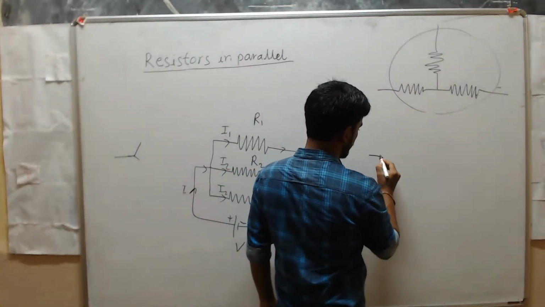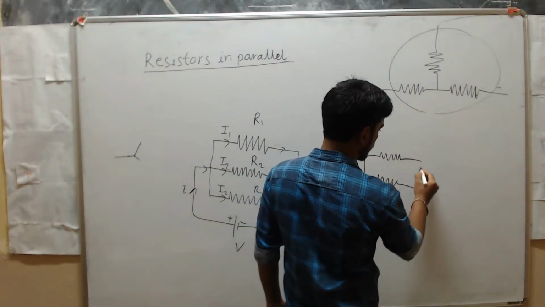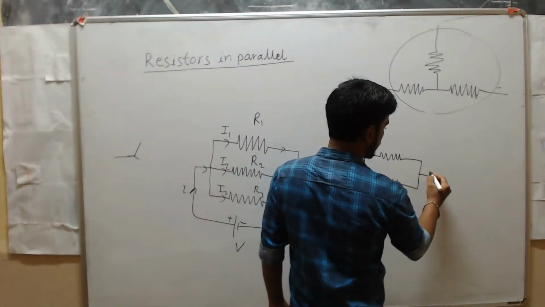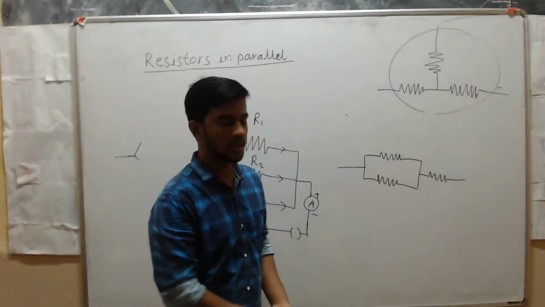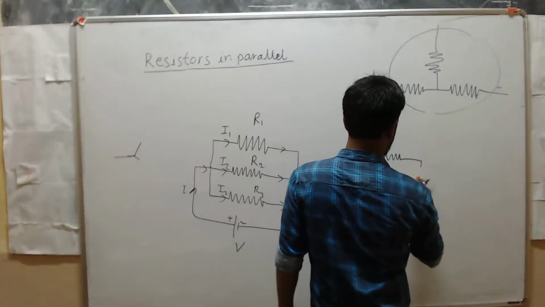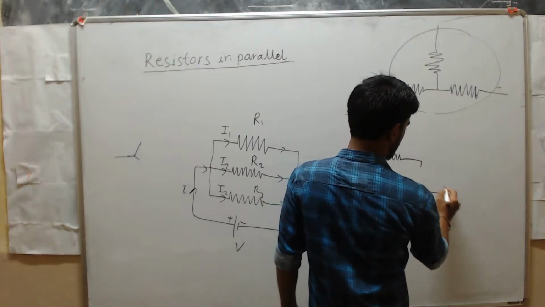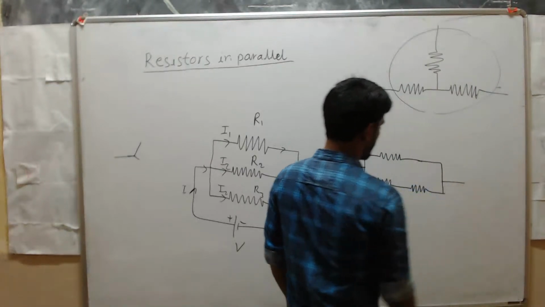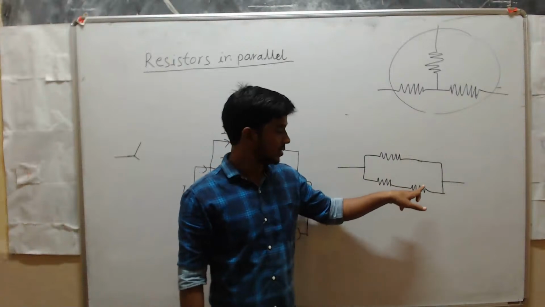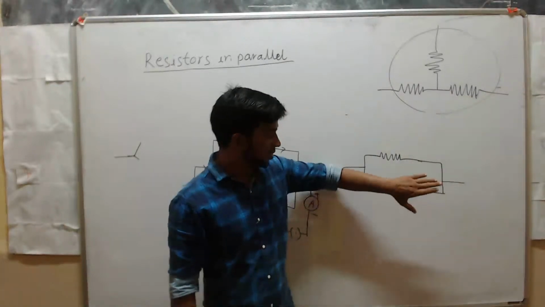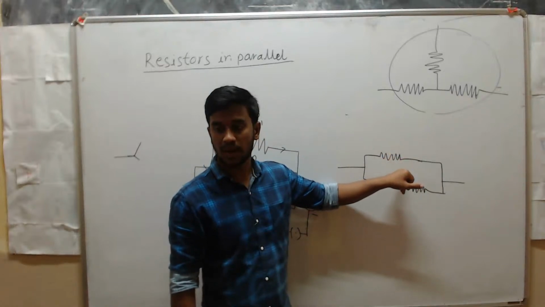See here, now we can say that these resistors are in parallel. Or see here, now listen. Now we can say that these two resistors are in series. This entire combination and this one are both in parallel.